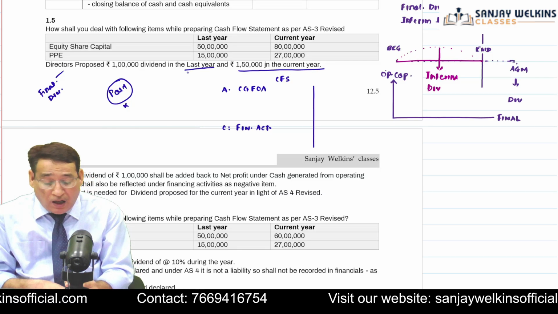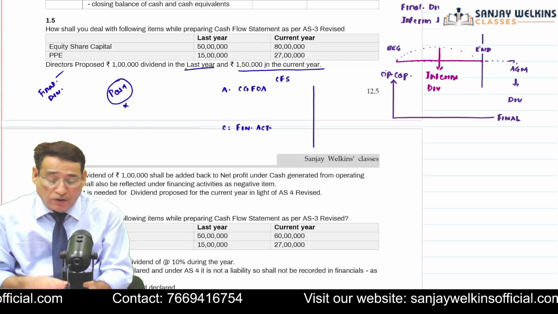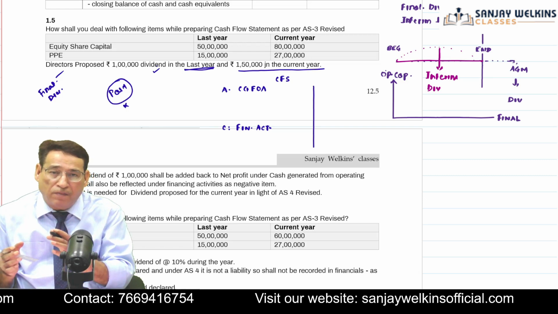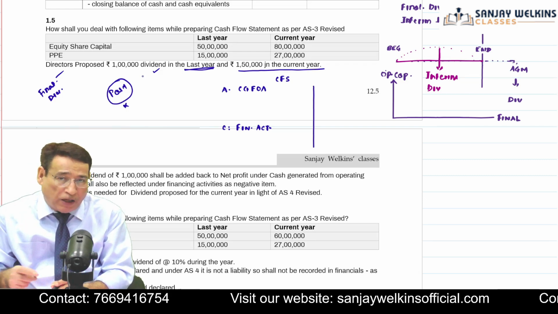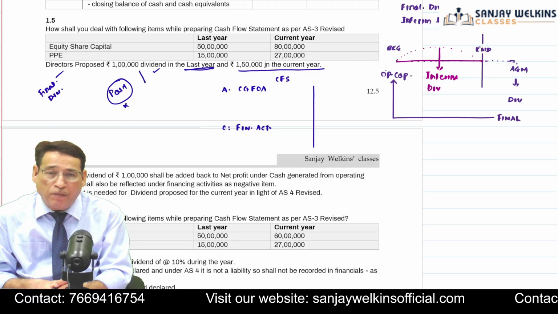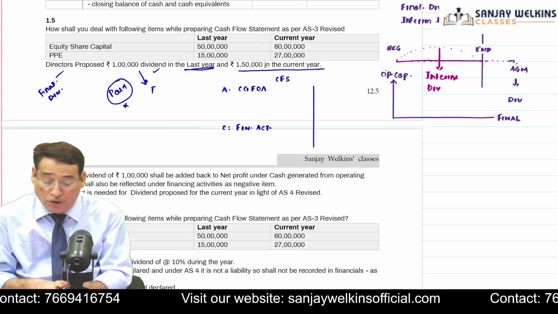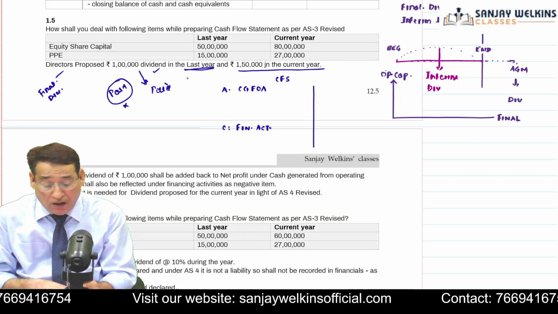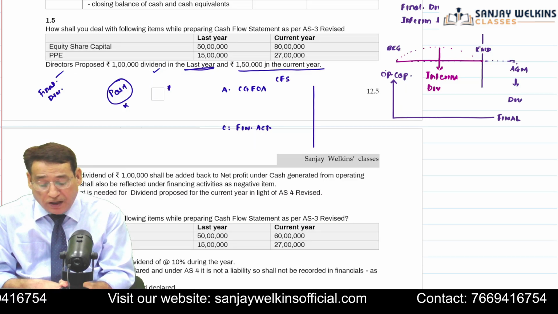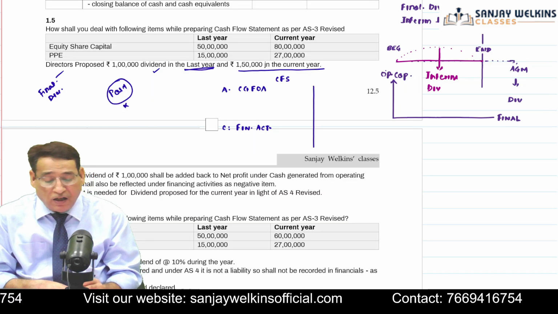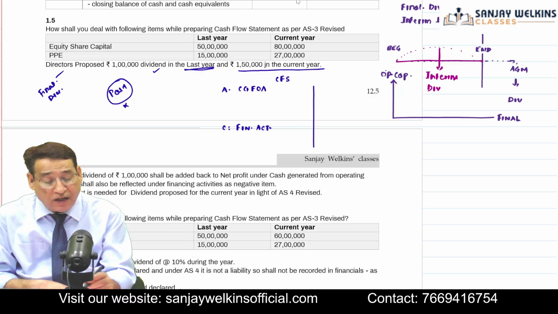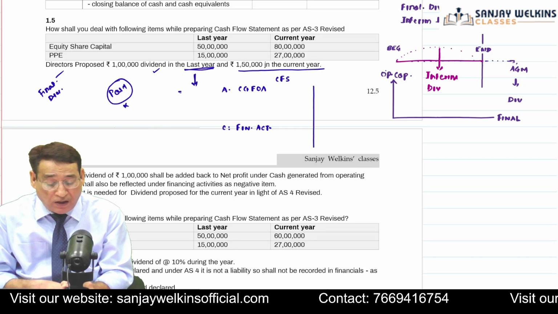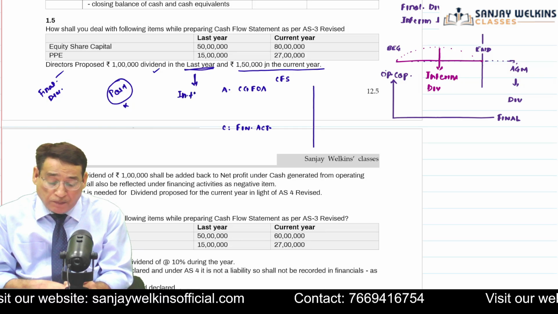Number one. So last year's proposed dividend, because this dividend was proposed last year, by the end of the current year, this dividend must have been paid. No doubt about that. We can easily conclude because it was proposed last year. Because generally when we propose dividend, within the next 60 days, we will have to pay this particular dividend. So that is the reason, because this dividend was proposed last year, in the current year this dividend must have been paid.